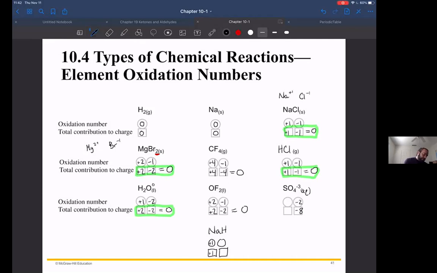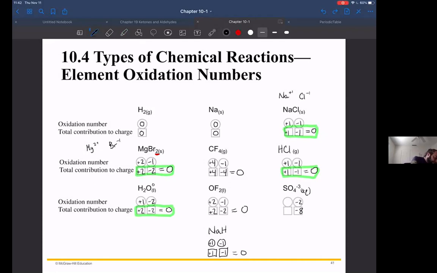Okay. Same with our sodium hydride. We could figure this out by the fact that these have to sum to 0. So the oxidation state of the hydrogen is going to be -1. It's actually always -1 in these hydride compounds when hydrogen's bound to a metal.